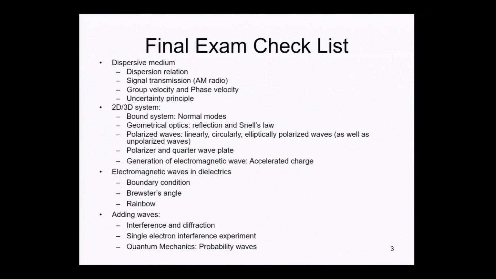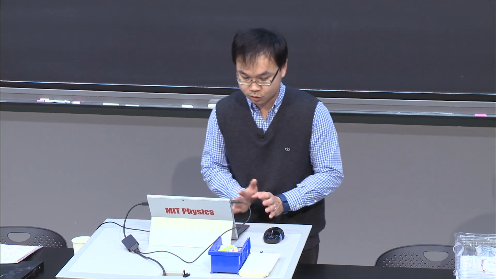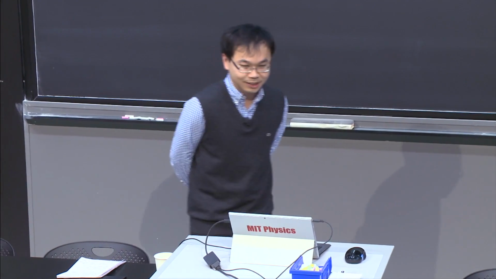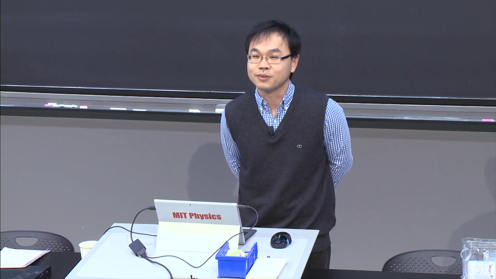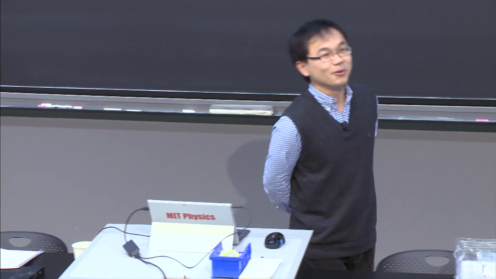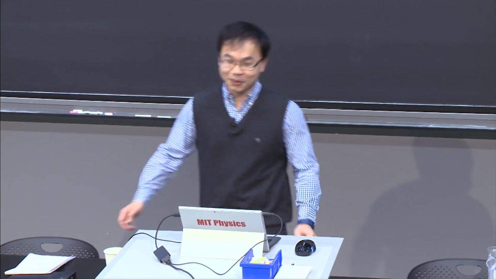And we also tried to manipulate those waves by adding them together. And we saw constructive and destructive interference and diffraction phenomena. And then we connected that to quantum mechanics by showing you a single electron interference experiment. And that connects us to the beginning of quantum mechanics, which is probability waves, which are different from all the waves we have been discussing. But you are going to learn a lot more in 8.04. Okay, so don't worry.